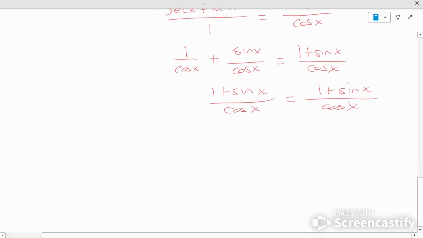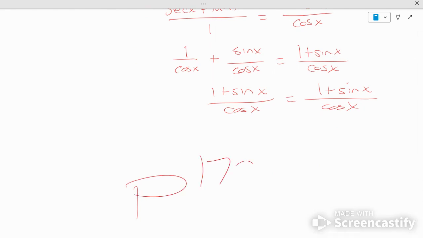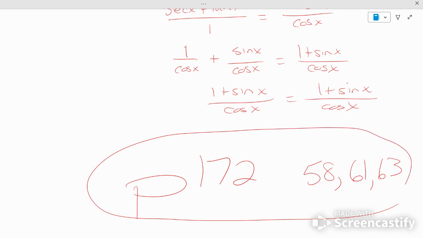All right, so last one on page 172. Numbers 58, 61, and 63. Only 3 problems to do. And that's it. Then you guys can catch up with your lives.